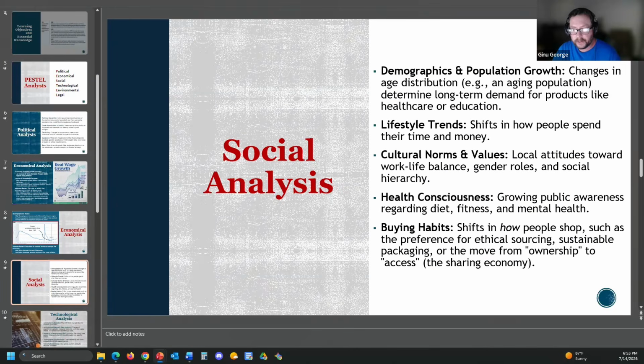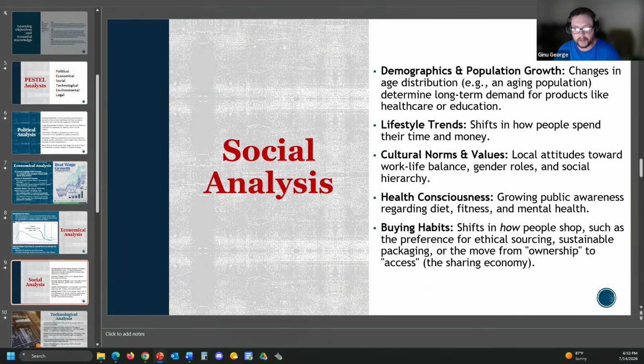Lifestyle trends, cultural norms, they will help shift demand. For instance, a growing social focus on health consciousness has really transformed the food and beverage industry. Now, you all are too young to remember this, but when I was growing up, McDonald's used to have a supersize meal. Now we just have small, medium, and large. When I was about your age, they had supersizes, but because of this growing social focus on health consciousness, they got rid of the supersize option. It just seemed remarkably unhealthy. And so people stopped buying it, McDonald's stopped producing it. And so we see these kinds of massive shifts in buying habits.